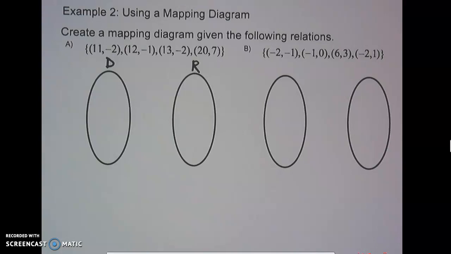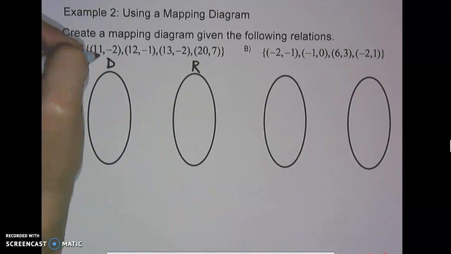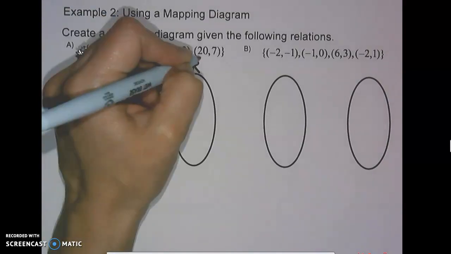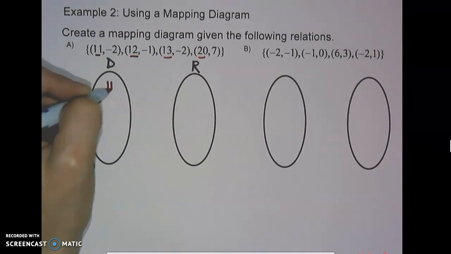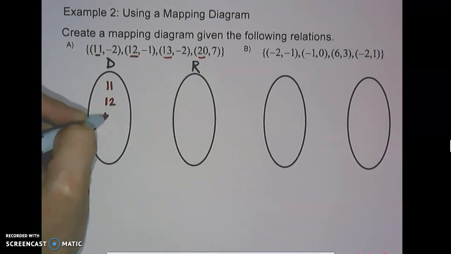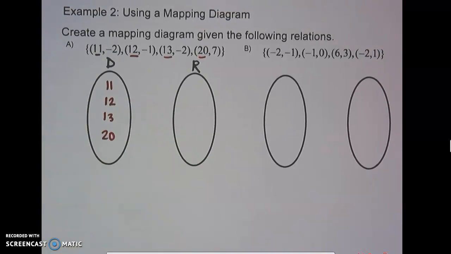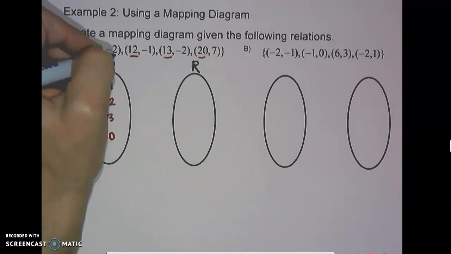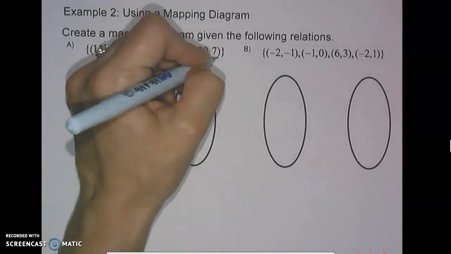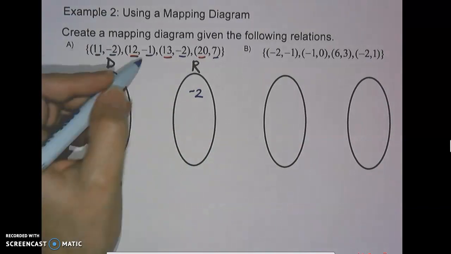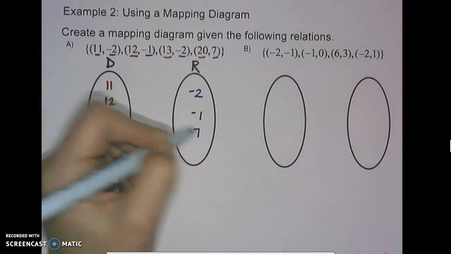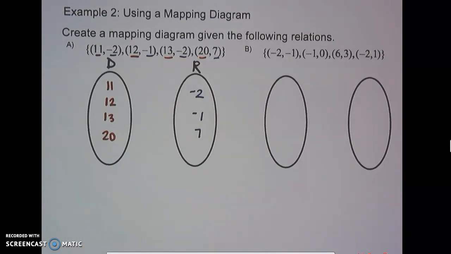So first, we're going to find domain. That's going to be the first coordinates of these, and we're going to list them in order from least to greatest, which they already are. So we would stack them, 11, 12, 13, 20. Again, we're not going to repeat any numbers at all. Same thing's going to happen with the range. So -2 is the smallest. That repeats. I'm not going to repeat it again. Then we have -1 and +7. So there's the domain and range.